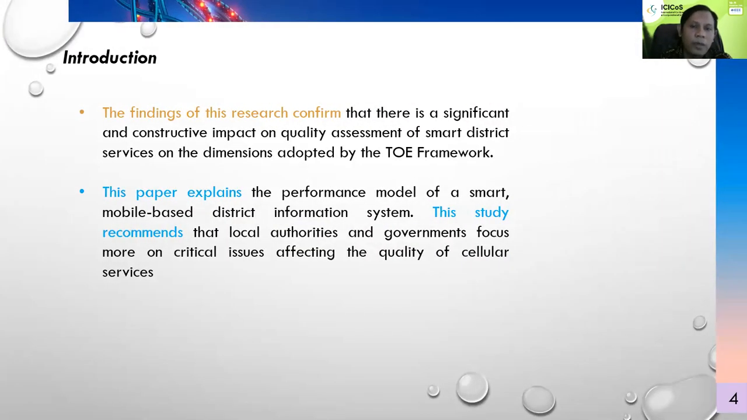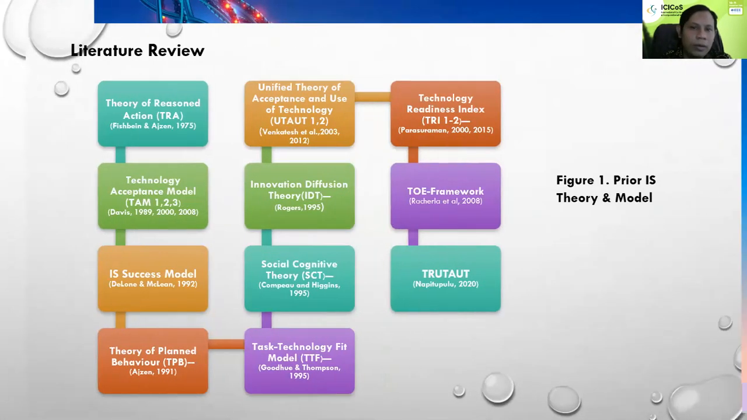Okay, the finding of this research confirmed that there is a significant and constructive impact on quality assessment of a smart district service on the dimension adopted by the TOE framework. This paper explained a performance model of a smart mobile-based district information system. The study recommends that local authorities and governments focus more on critical issues that affecting the quality of smart mobile service.